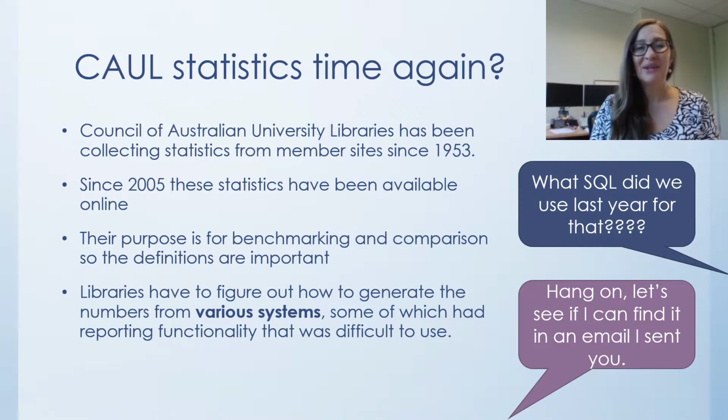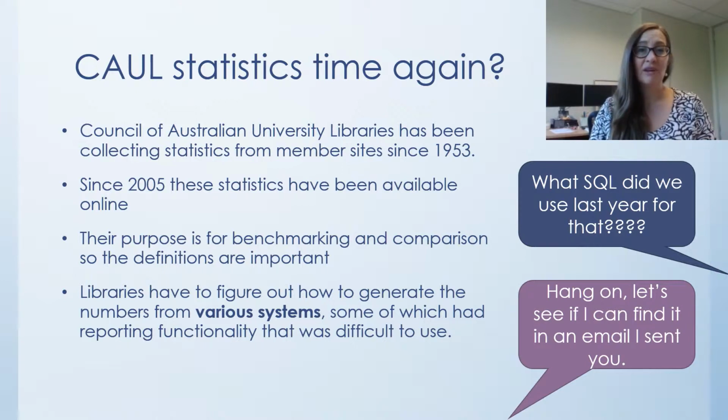It comes around every year. The Council of Australian University Libraries has been collecting statistics from member sites since 1953. Since 2005, these statistics have been available online, and their purpose is for benchmarking and for comparison. So it's important that the definitions are interpreted consistently across the members.